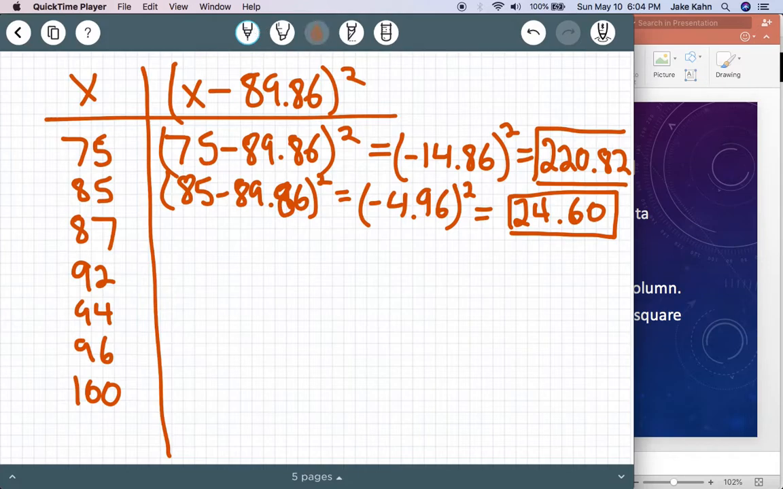Okay, so this should be negative 4.86, and negative 4.86 squared is 23.62. Sorry about that. All right, so now on to the rest of the table. And I'll try to make this quick for you guys.